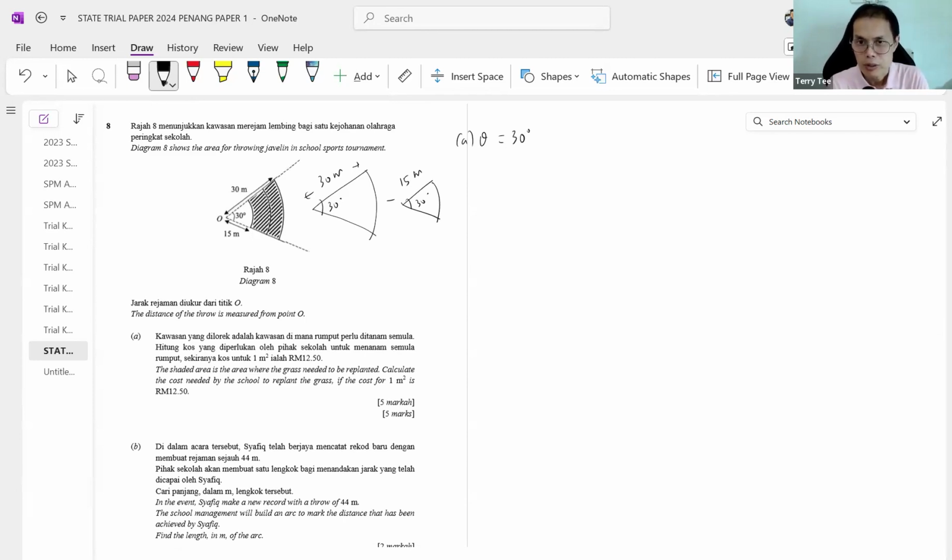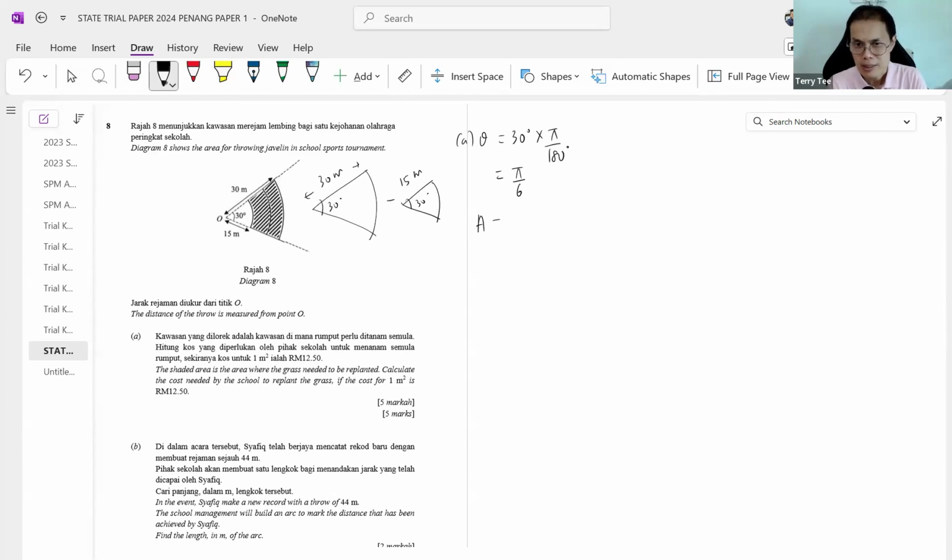30 is in degrees. When you convert to radian, you multiply by pi over 180. Now, normally in SPM, you're supposed to use pi as 3.142, but in this case, they didn't mention. And if they don't mention, we can just leave it in terms of pi. We can just type it in your calculator.